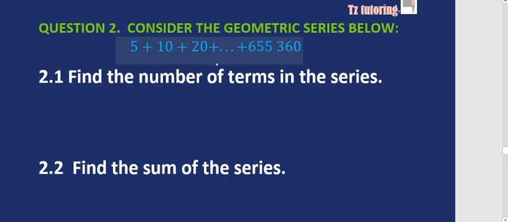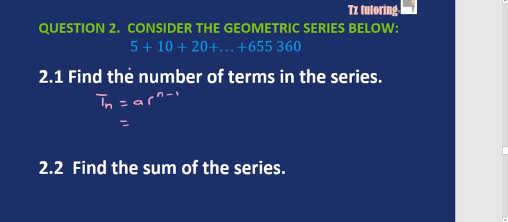Consider the geometric series below. We know that this is geometric because you're multiplying each time. What are you multiplying by? 2. 5 times 2 is 10, 10 times 2, and so forth. So how do we then find the number of terms? That's Tn, which we know is ar^(n-1).